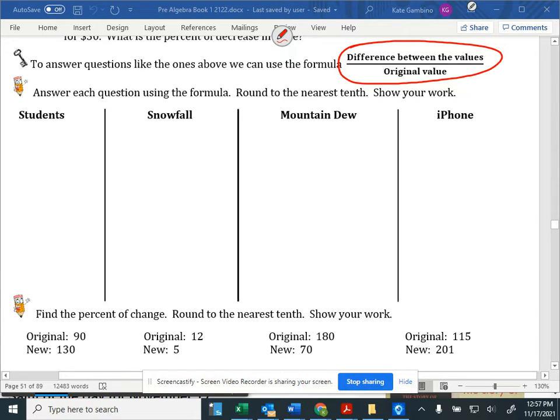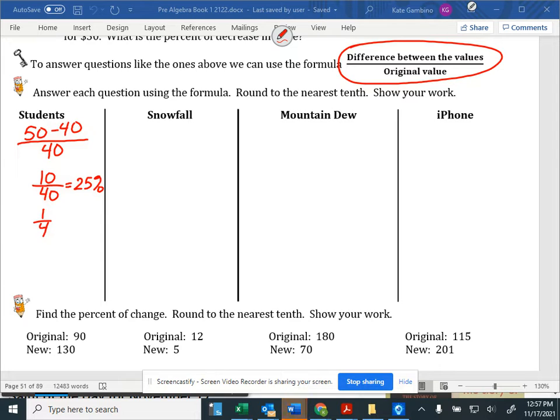If we look at the students, last year's class had 40, this year's class has 50. So we need to find the difference of students and divide it by the original. We started with 40 last year, so our original was 40. So 50 minus 40 over 40. That gives us 10 over 40, which equals 25%. Because we can divide out that 10, that's 1/4. 1/4 we know is 0.25. 0.25 is 25%.